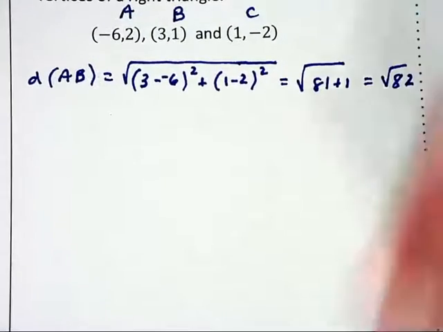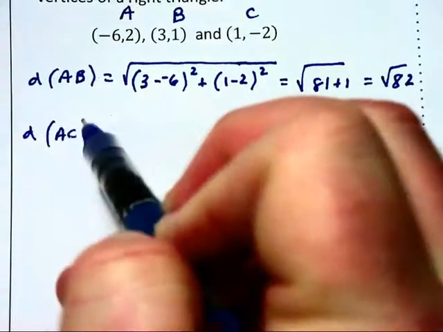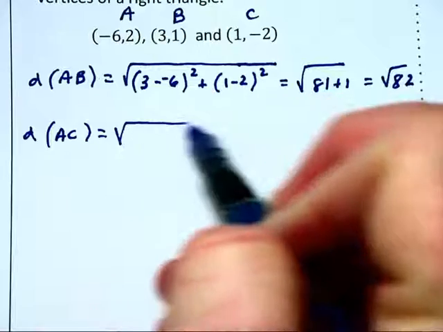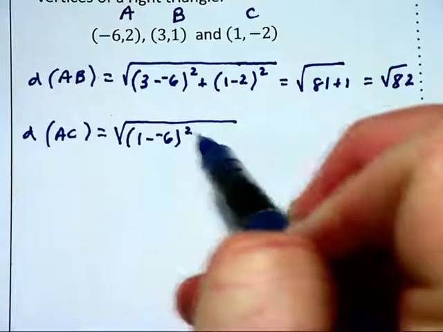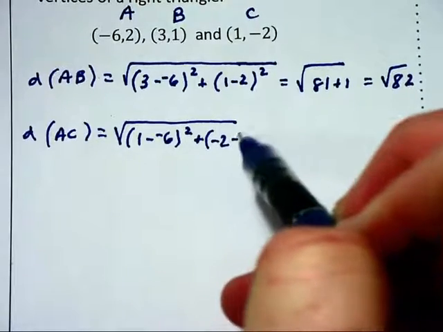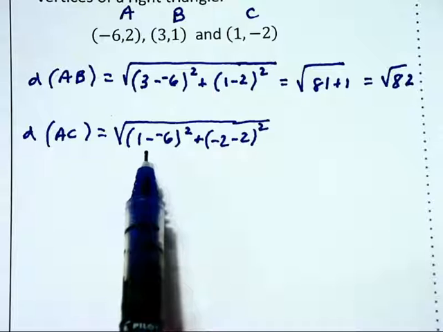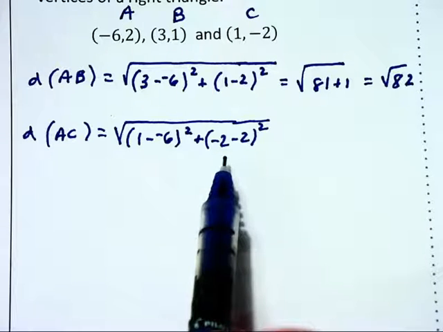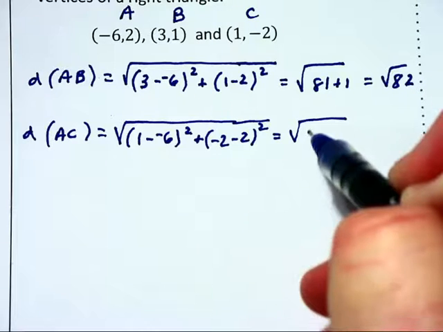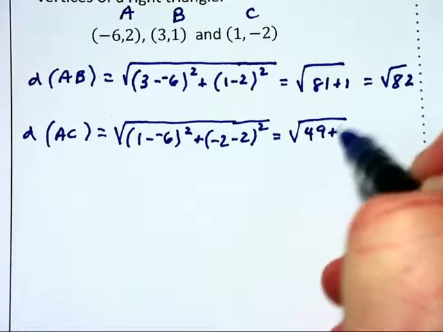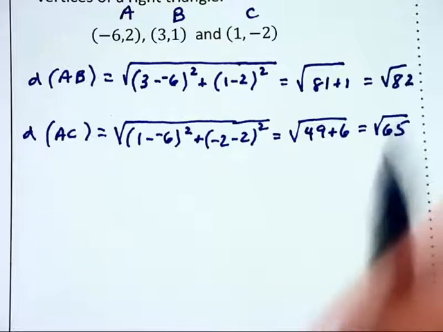Now let's move on and find the distance between points A and C. This will be the square root of 1 minus -6 quantity squared plus -2 minus 2 quantity squared. We have -7 and -4, which square to 49 and 16. 49 plus 16 gives us the square root of 65.